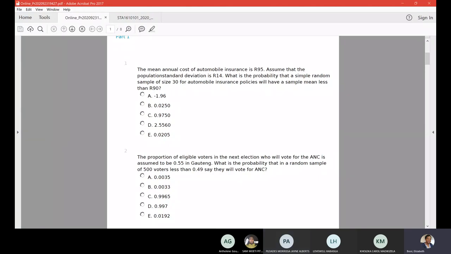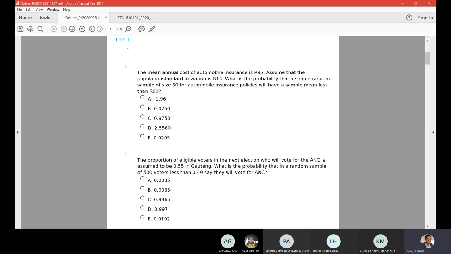Okay, the first question. The mean annual cost of an automobile insurance is 95 rand. Assume that the population standard deviation is 14 rand. What is the probability that a simple random sample of 30 automobile insurance policies will have a sample mean less than 90? So remember, study unit 7 is sampling distribution. So this is a sampling distribution question.